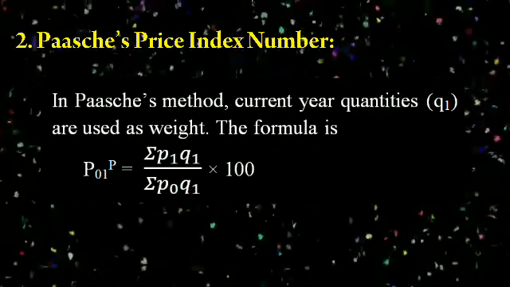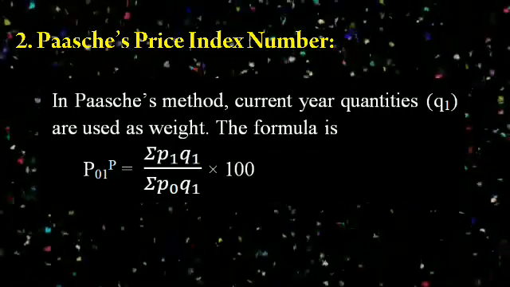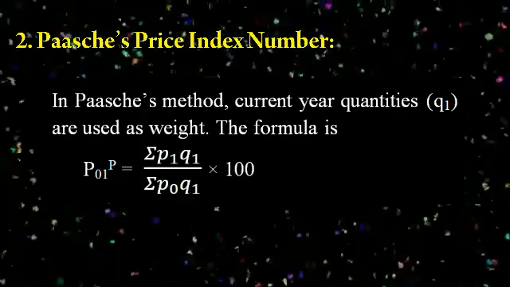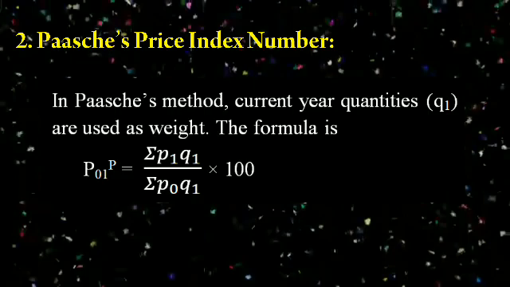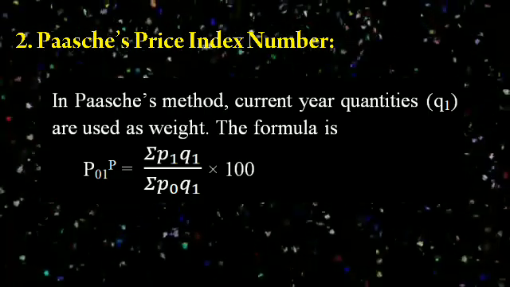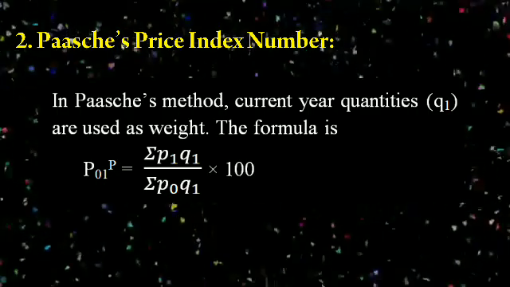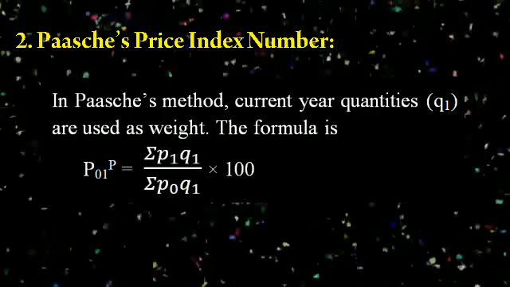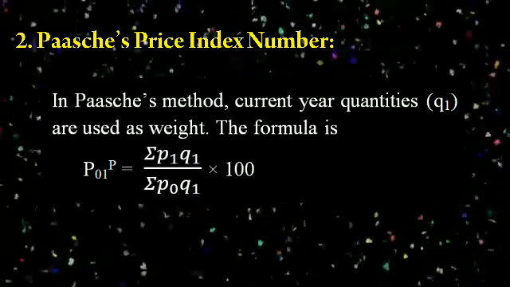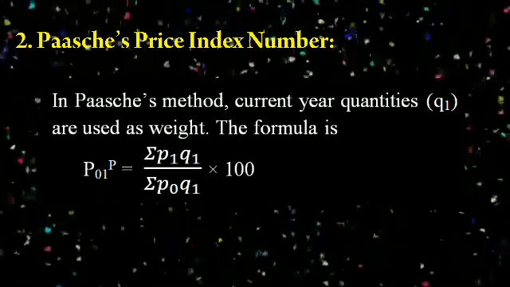So P, you are finding the price index for the current year with respect to the base year. So P01 of Paasche. The person who invented this formula is Paasche, so write his name. P01 of P equal to, again write sigma value in the numerator and in the denominator. Since you are finding price index, write P1 divided by P0.